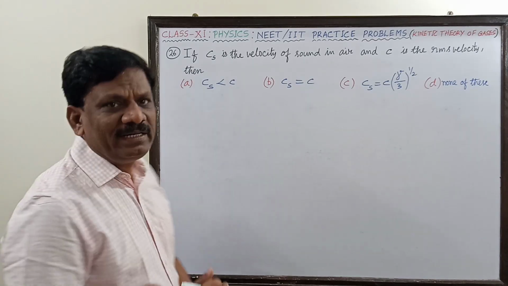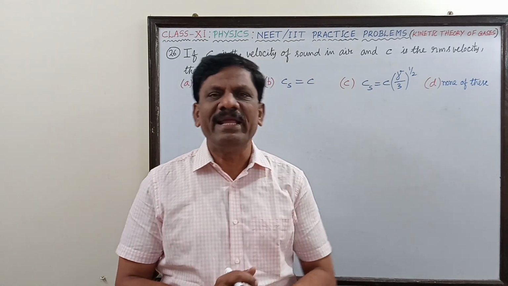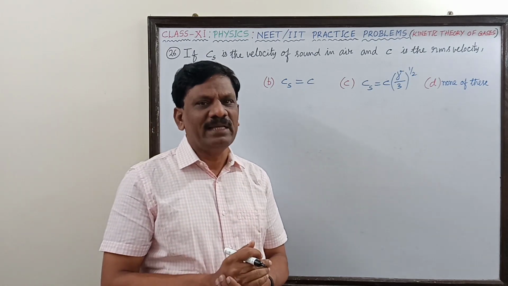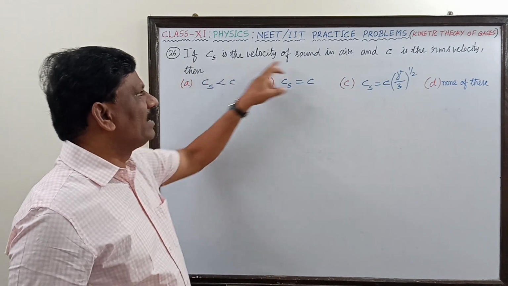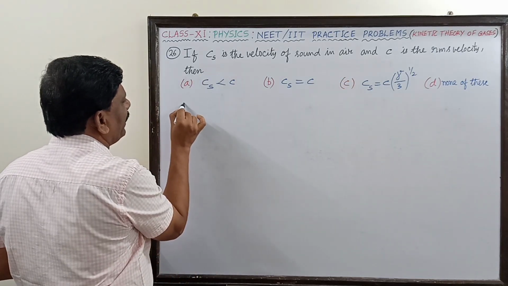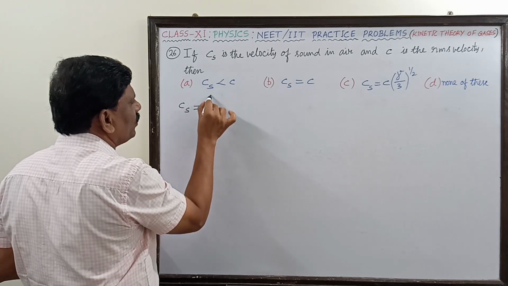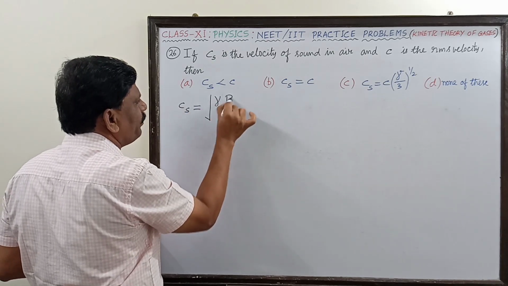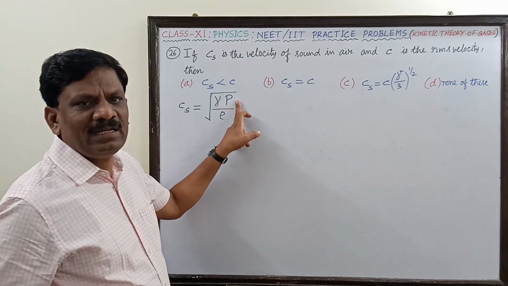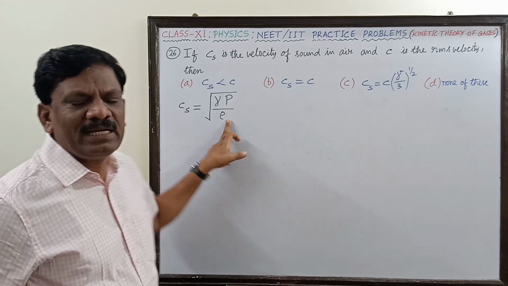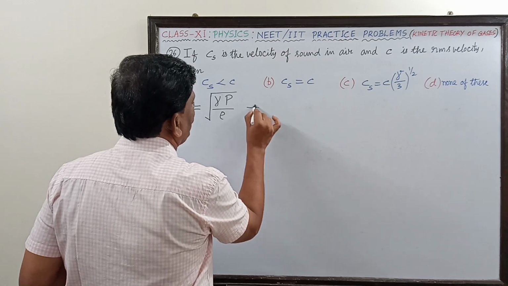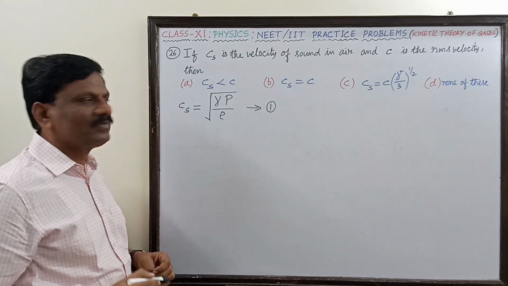Now we have studied Newton's formula and Laplace's correction when we studied the velocity of sound in air. Here it is given Cs is the velocity of sound in air. So by formula, the velocity of sound in air Cs must be equal to square root of gamma times P divided by rho, where P is the pressure and rho is the density of air. So this is one equation we have already studied.